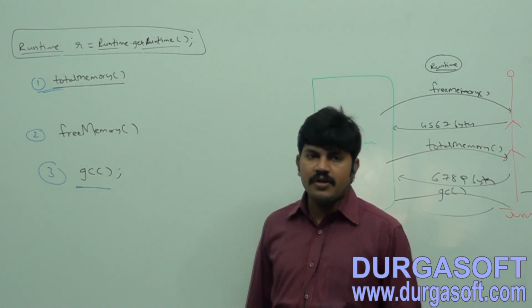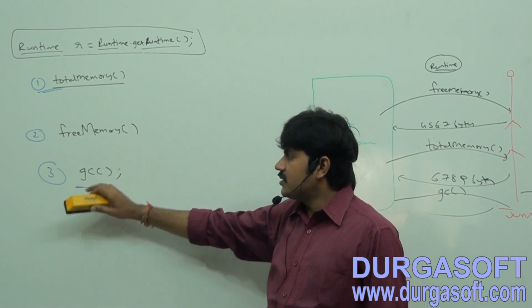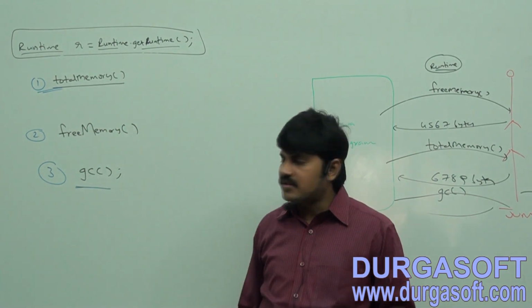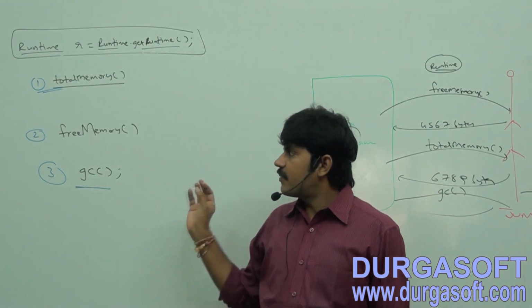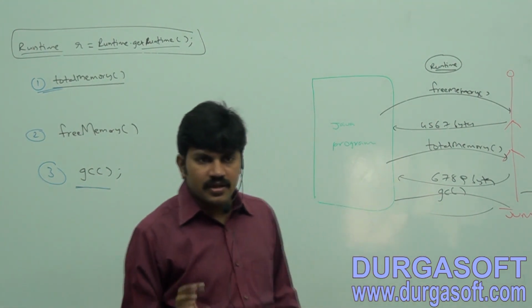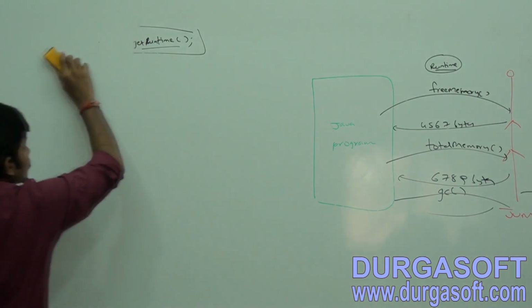Are you getting the point? So total memory, free memory, and gc are nothing but methods. Of course there are some more methods, but the memory related methods are these. Let me convert this whole discussion into a program so that you people can be aware.